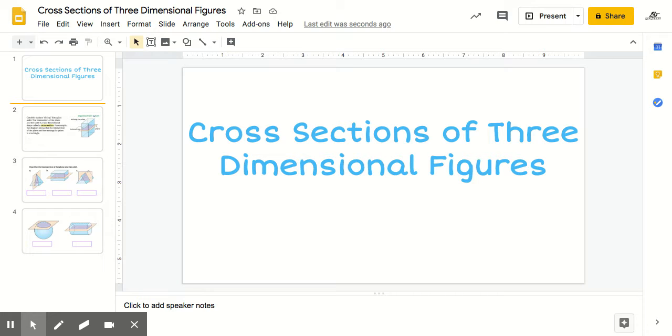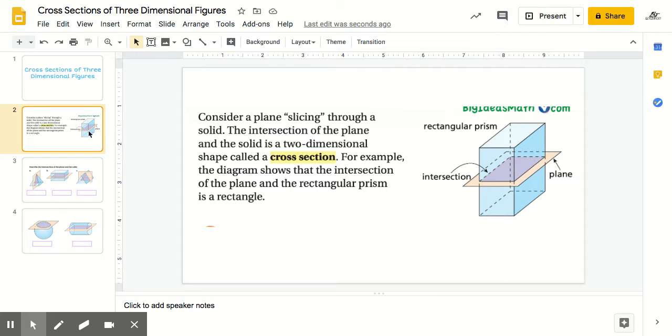Hey Pioneers, today we are concluding our unit on volume and we are going to be looking at cross sections of three-dimensional figures. A lot of fancy words. Okay, so let's talk about this.